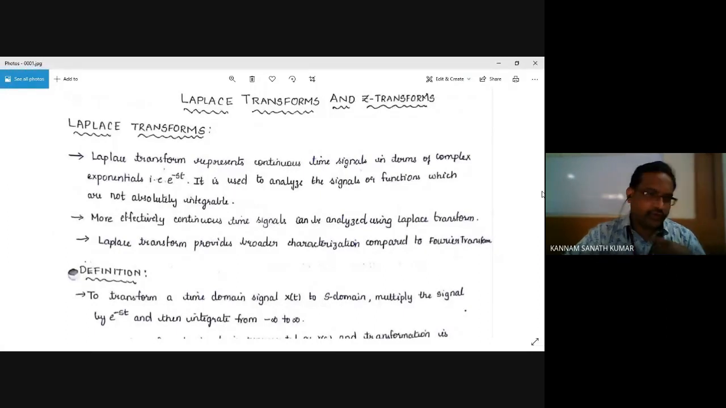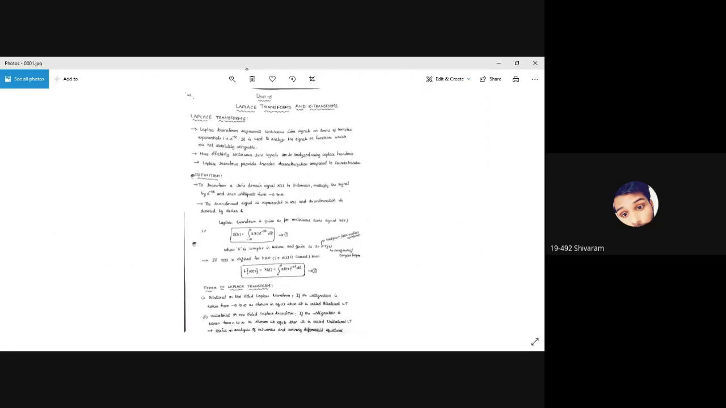So today I'm going to start the fourth unit, that is Laplace transform and Z transform. Can you see this diagram, this image? Can you see? Yes. Okay.